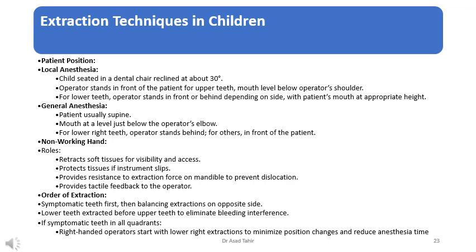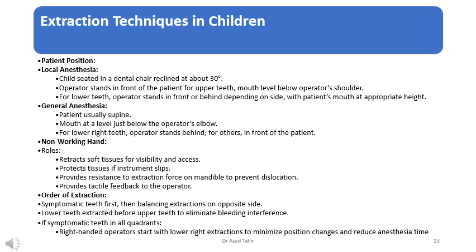General anesthesia. Patient usually supine. Mouth at a level just below the operator's elbow. For lower right teeth, operator stands behind, for others, in front of the patient. Non-working hand roles: retracts soft tissues for visibility and access, protects tissues if instrument slips, provides resistance to extraction force on mandible to prevent dislocation, and provides tactile feedback to the operator.